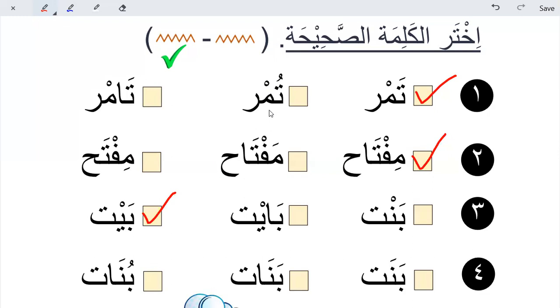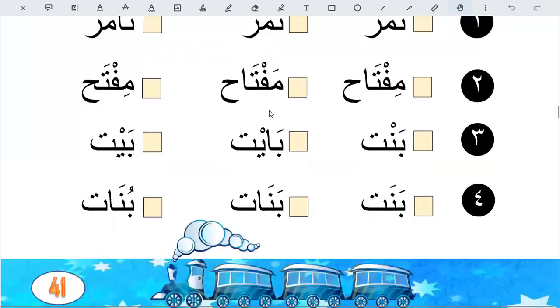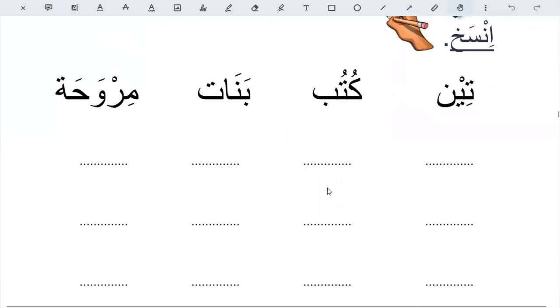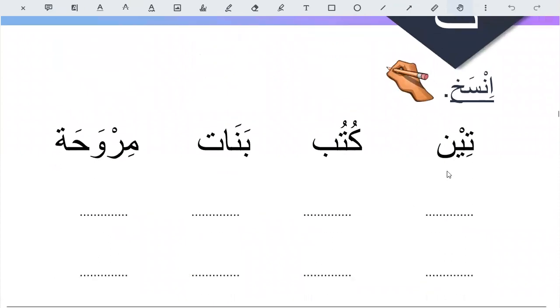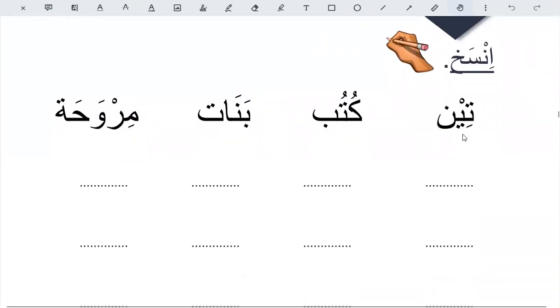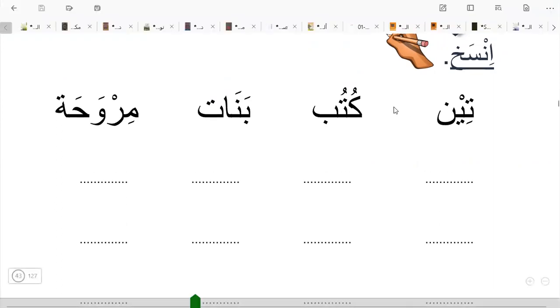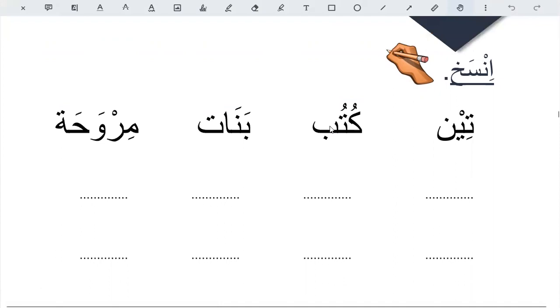So the second one, banat. Meaning? Girls. Good. He's asking us to copy these words on these blanks. Rian, just read them and tell me their meanings. Teen means fig. Good. Next. Kutub means books. Good. Banat means girls. Good. Mirwaha means fan. Good.